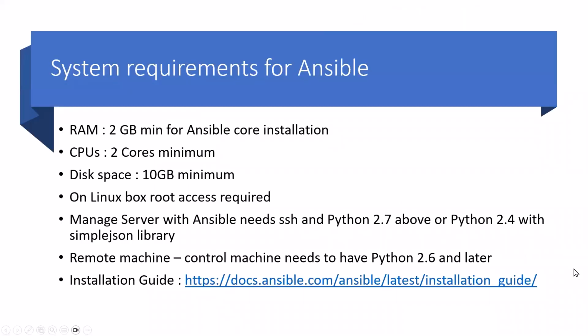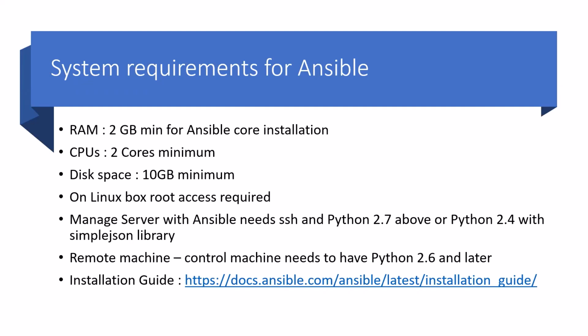The system requirements are here. At least we have 2 GB RAM and we can work on 2 cores on the VM, and we can adjust with the 10 GB hard disk minimum requirement for running the Ansible controller machine. A Linux system is a basic requirement for the controller to run.